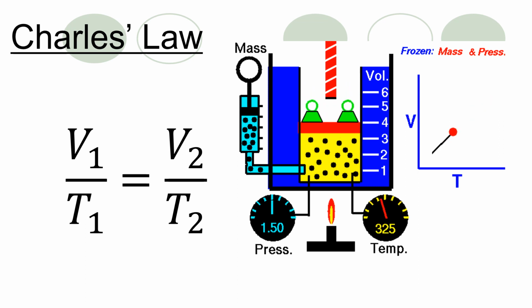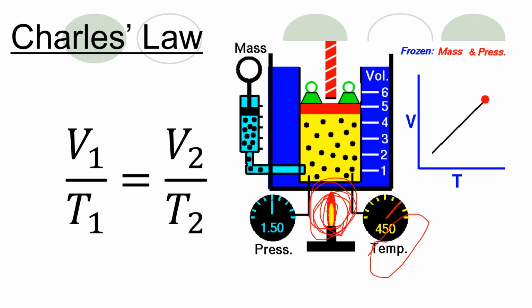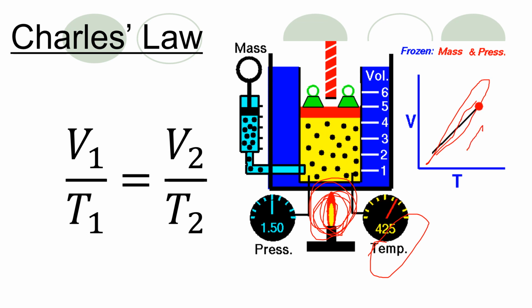We're changing the temperature with this little fire down here. We're adding some heat, and when we add heat, this temperature right here goes up, and we can see here that this relationship is direct, meaning as the temperature goes up, the volume also goes up.